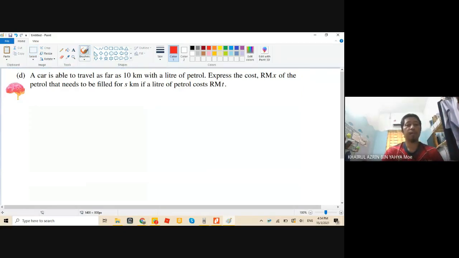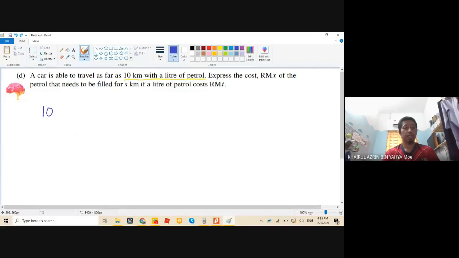Okay, that from this information, 10 km with a liter of petrol, we can write here 10 km for 1 liter. Actually, if you want to write in ratio, we can write as 10 to 1. 10 to 1 in ratio. Okay, but maybe I want to write like this.